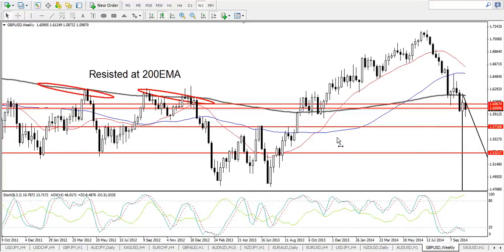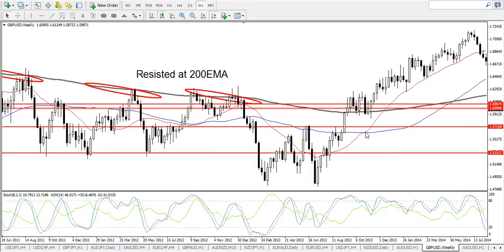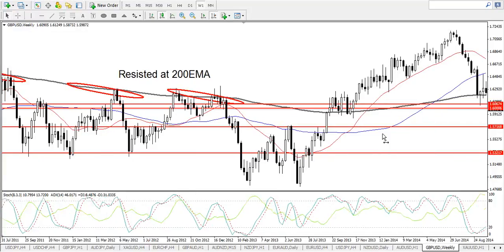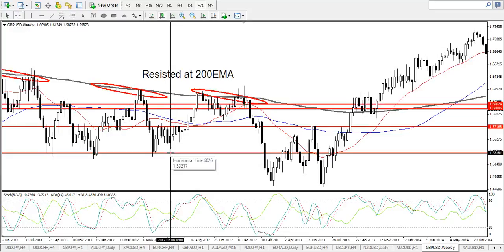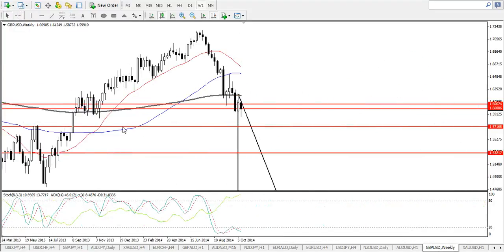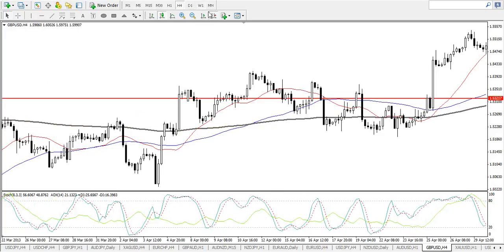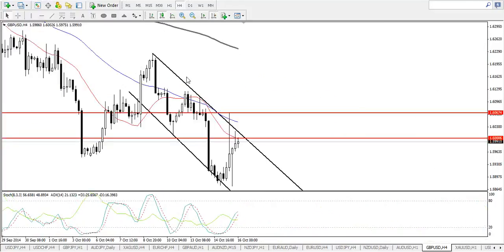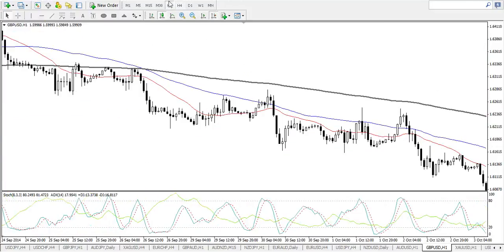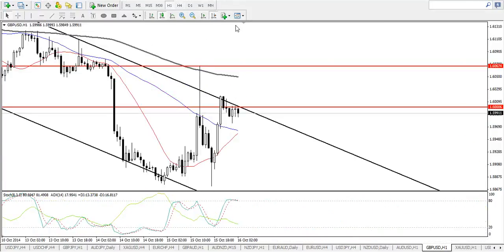The first level we are going to look at is 1.5716, and the final one that I'm looking at is 1.5321. So that is for the pound against the US dollar. Right now could be an opportunity to go for the short.